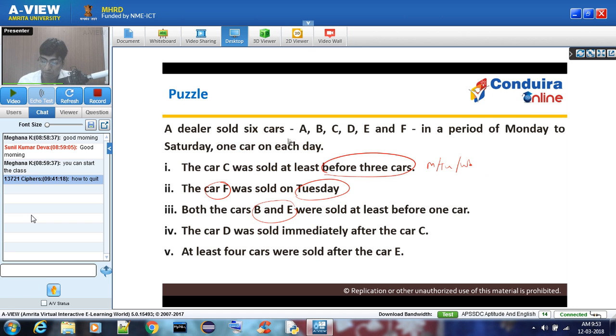So what is the important word here? Immediately after. If it says D is sold after C, then we do not know whether it is on the next day or maybe 2 days later.